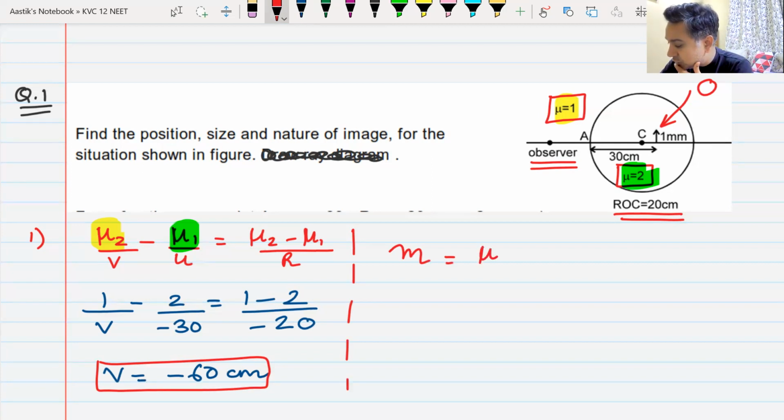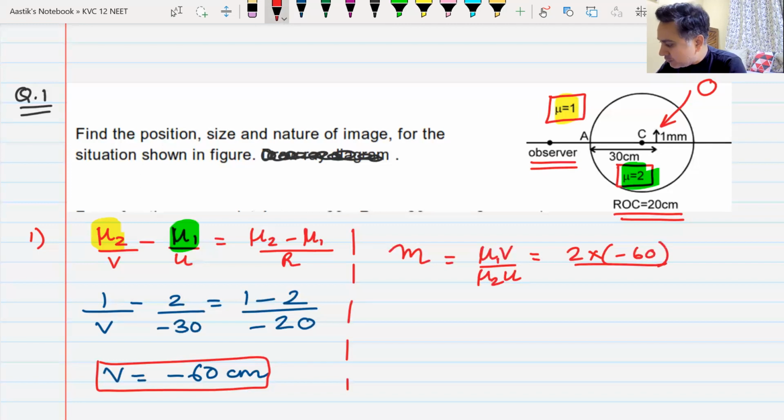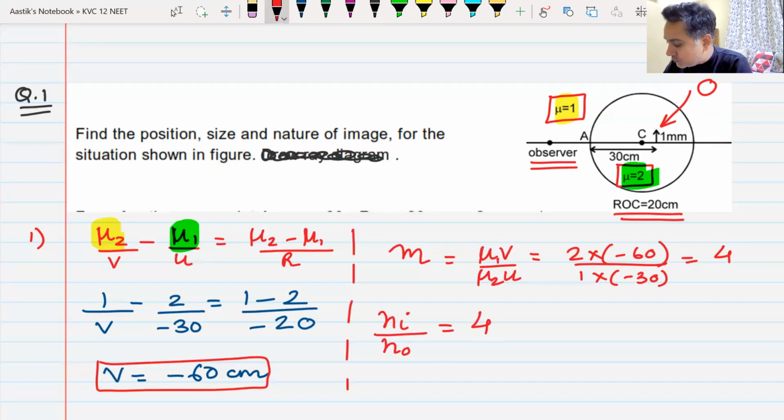So first of all, you will put mu1 into V divided by mu2 into U. Yes or no? The value of mu1 is 2. 2 multiplied by V, V is minus 60, divided by mu2, which is 1, multiplied by minus 30. So if I solve it, I will get this as 4. Magnification is 4. If they would have asked what is the height of the image, you can write height of the image divided by the height of the object is 4.